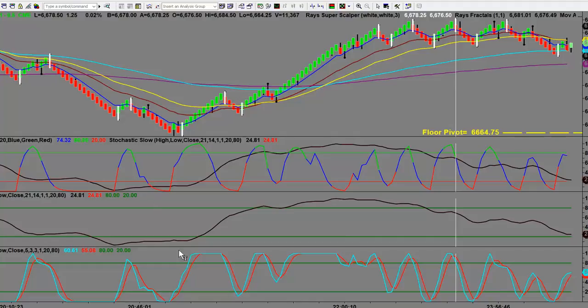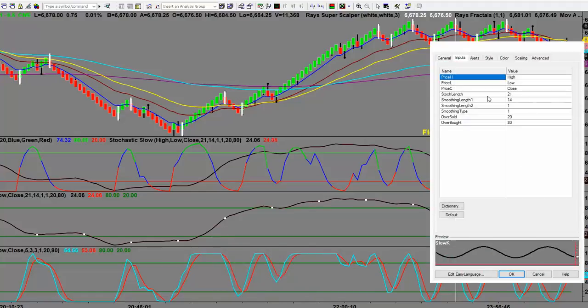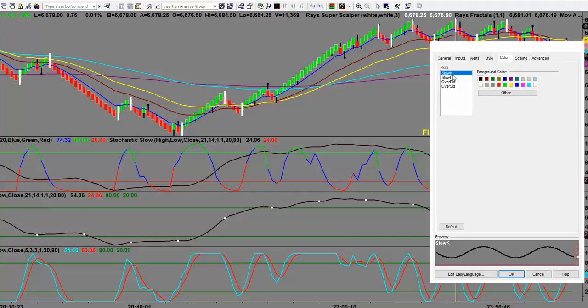Now, what I've done in another subgraph is set up a long-term stochastic. All I did was format the stochastic so it's a 21, 14, and 1. So there it is, 21, 14 and 1. And I also colored the slow K here black. Okay, so you'll see that is black. All of these, of course, are explained in the PowerPoints and the cheat sheets.